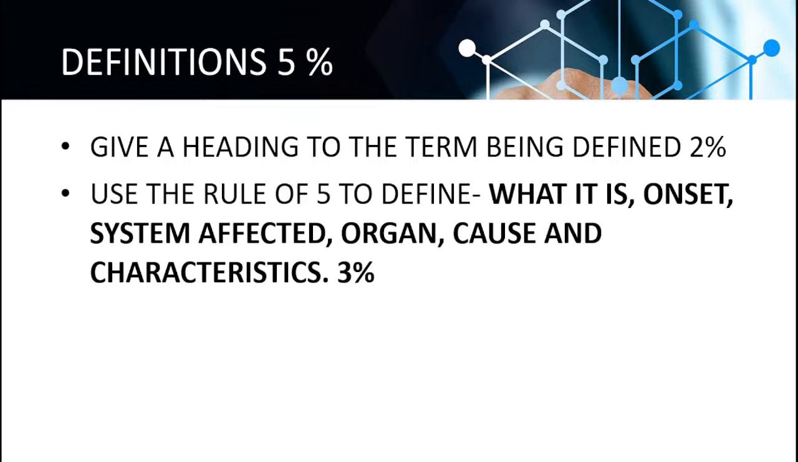Then use the rule of 5 to define: what the condition you're defining is, the onset, whether it's acute or chronic, the system affected, whether respiratory, gastric, digestive, cardiovascular and the like, the organ affected, whether it's the stomach or whichever organ of that system, the cause, which can be bacterial, viral, microbial in general, or caused by external factors like trauma, or whether the cause is idiopathic, include that. And lastly, the characteristics. All this using the rule of 5 is 3 marks and your heading is 2 marks.